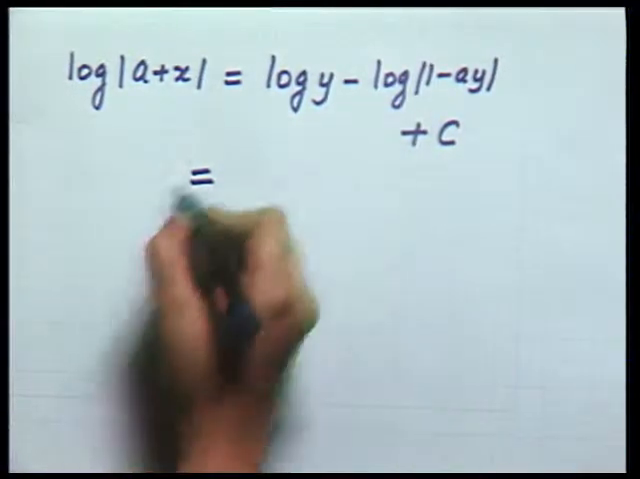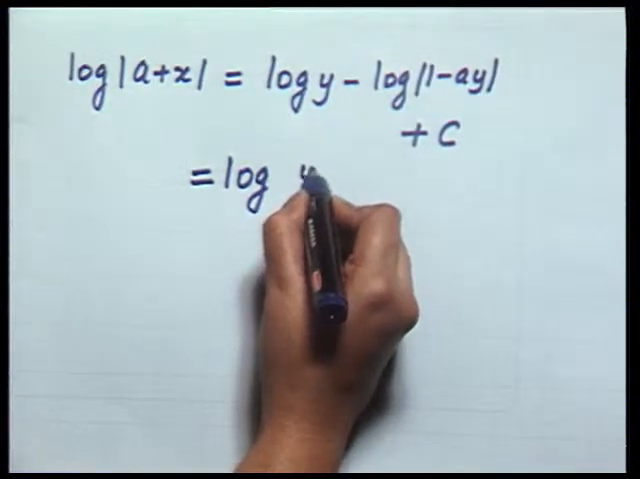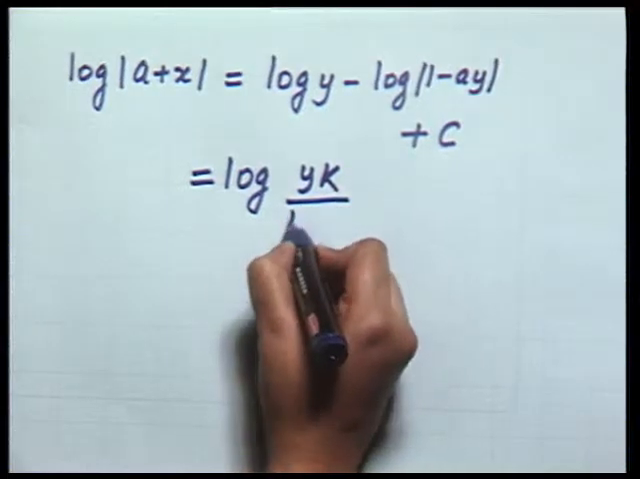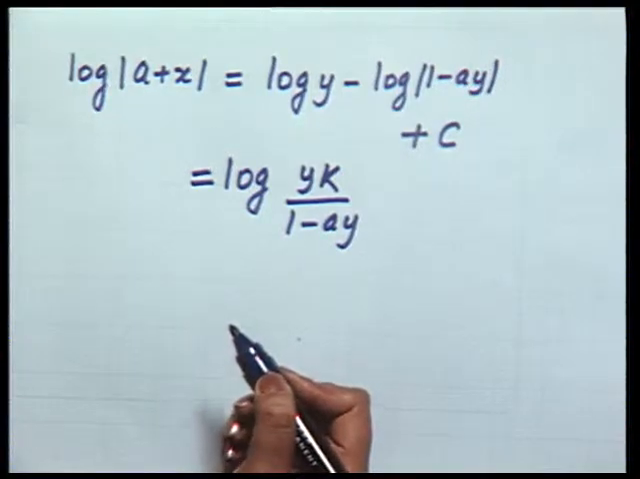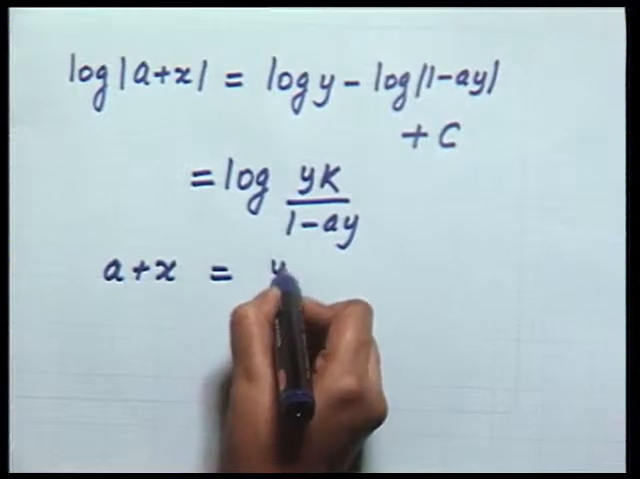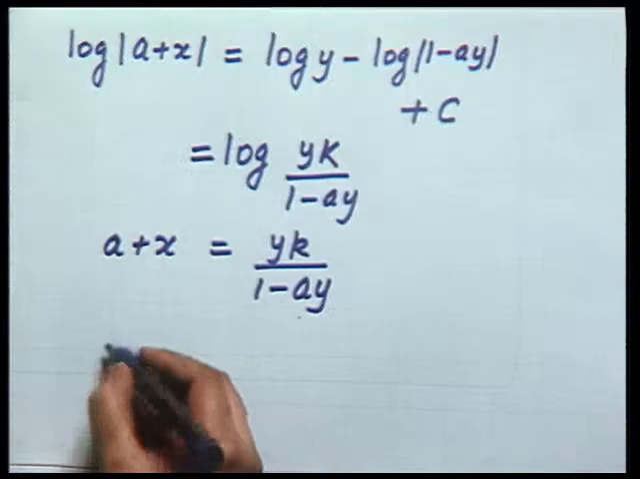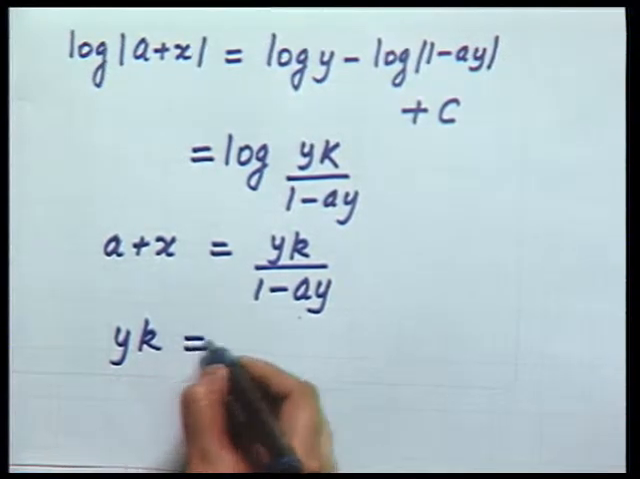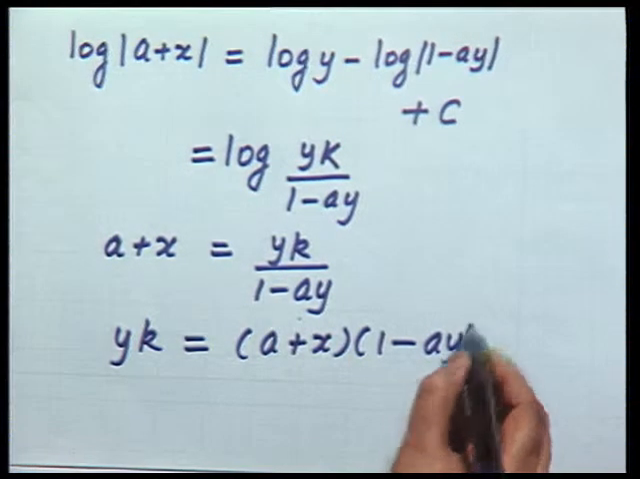And again, as in the previous one, I can adjust everything all together as log of y into a constant k by 1 minus ay. You can even write the c directly as log of c. And therefore, I can have my final solution as ky by 1 minus ay. You want to adjust it further, you can write it as yk is equal to a plus x into 1 minus ay. And that will be the solution of the given differential equation.